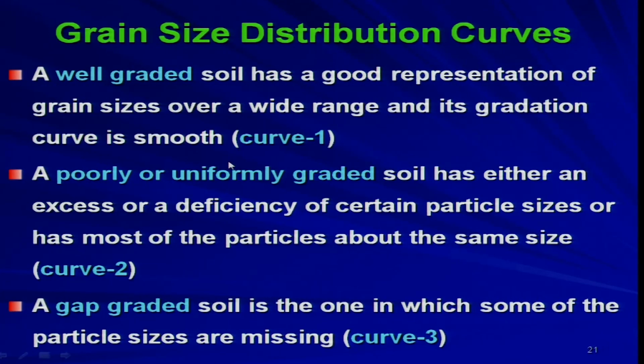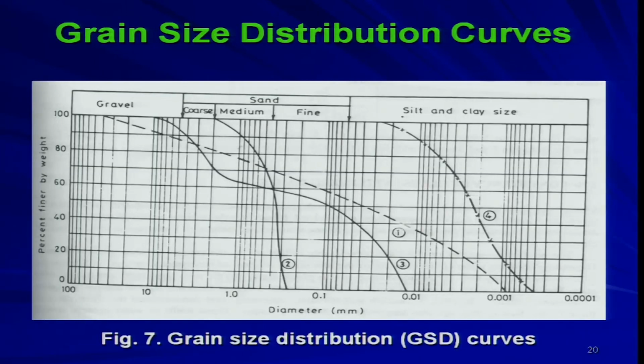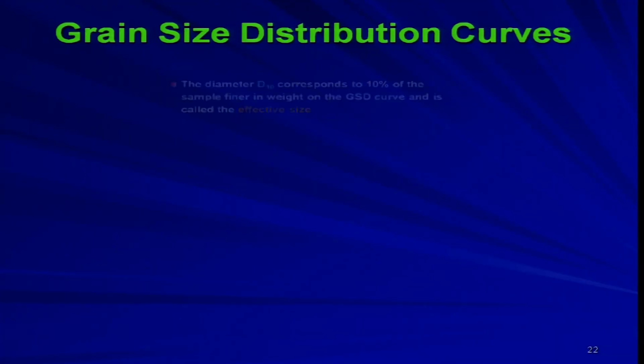Then a gap graded soil is one in which some of the particle sizes are missing. If you look at this curve 3, this is known as gap graded. Some of the particles are missing. So, you are doing the gradation or the grain size distribution, plotting that, and then observing that some particles are missing or some deficiency is there in the gradation. That is why it is known as gap graded.